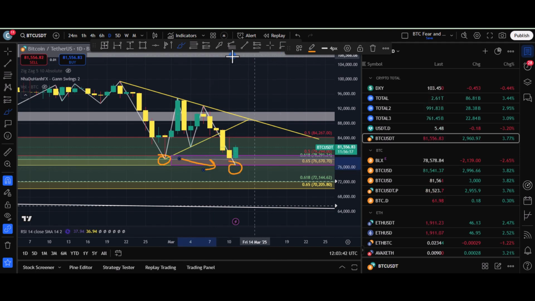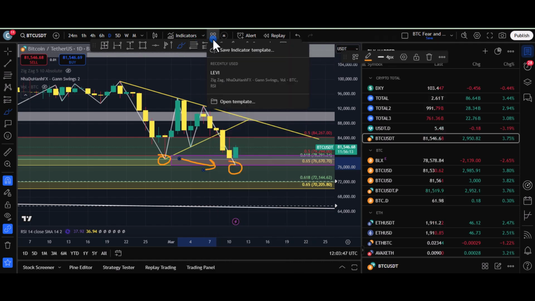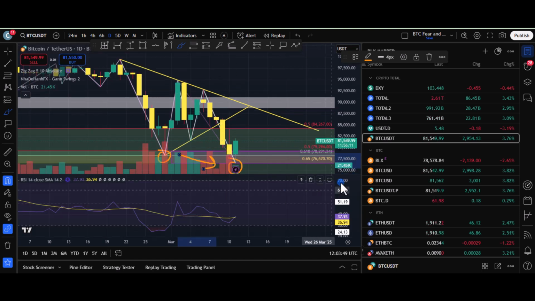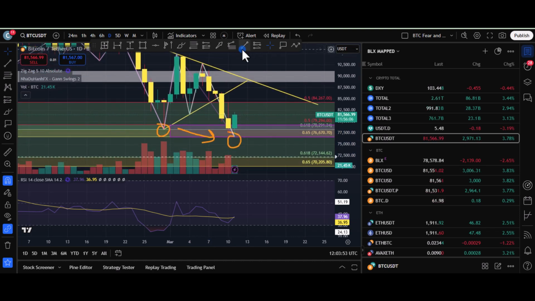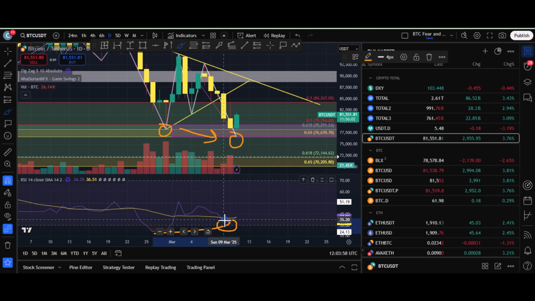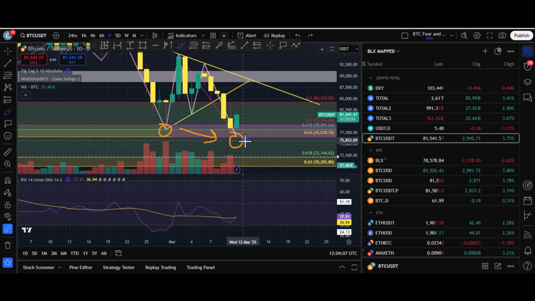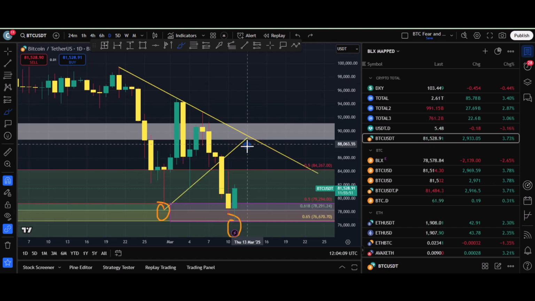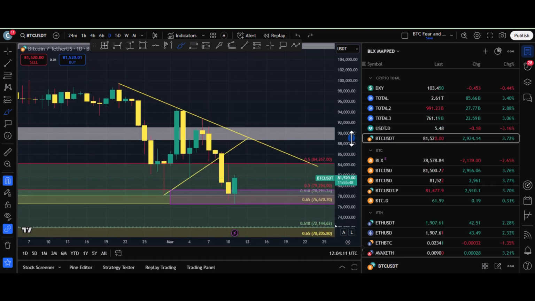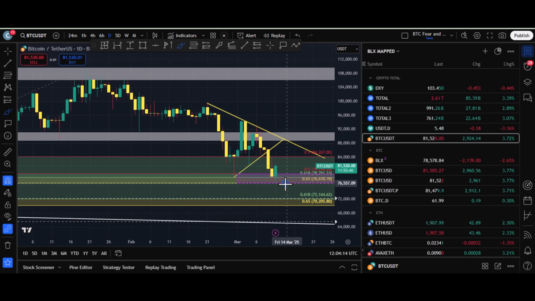Any of you that follow my channel know I like to have my RSI on, so let's get that on. You can see that the RSI is higher on these two lows. The RSI today is slightly higher, and that's what we call bullish RSI divergence. So for those of you that want to take a trade right now, now could be the time to get in, because I'm getting in at the moment. I am getting in, and I like my odds.